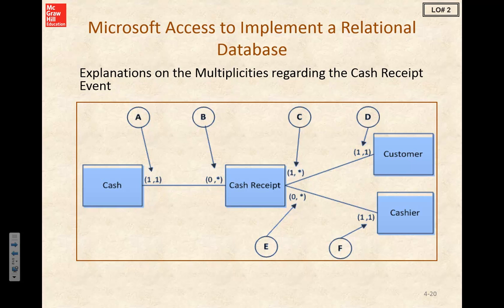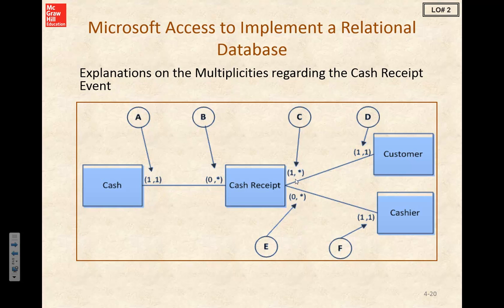Now, similarly, we can look at the other resource of cash and take a look at the associations and multiplicities here. For A, each cash receipt is deposited in 1 and only 1 bank account. So here the cash receipt has a one-to-one relationship. It can only be one. If we look at B, each bank account could have no deposit or many deposits from the cash receipts event. So we could not do a deposit at all, or we could do many deposits.